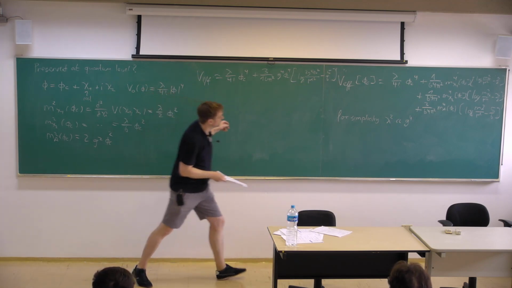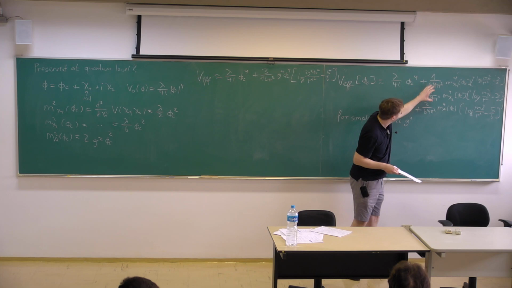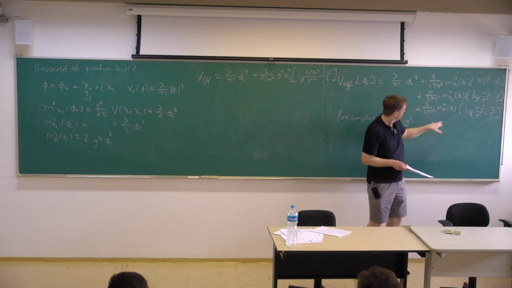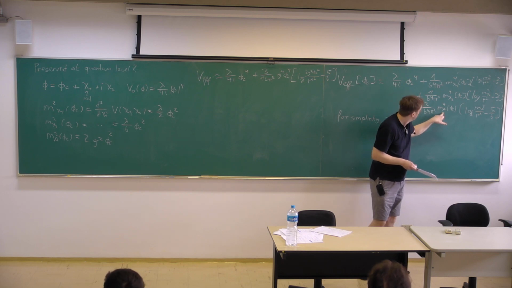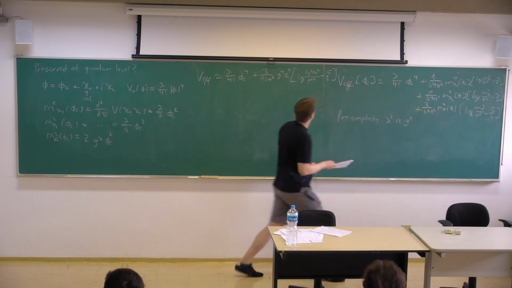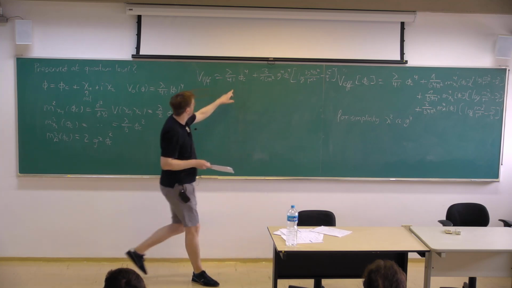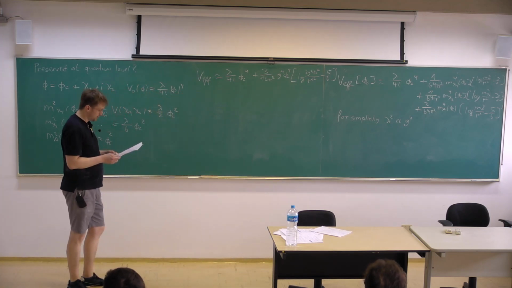Okay, so I keep this term, I throw away these terms, I keep this term, and I use the expression for M_A as a function of phi_c: M_A squared is 2g squared phi_c squared. So I plug this in here, and that's what I get in this limit.